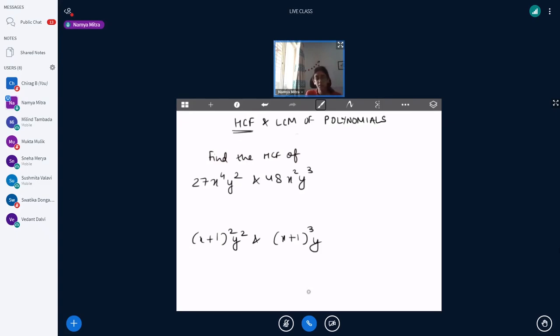So remember that x plus 1, you need to consider that it is a factor. X plus 1, think of it as like a number using this. Okay, first let me do the first one.